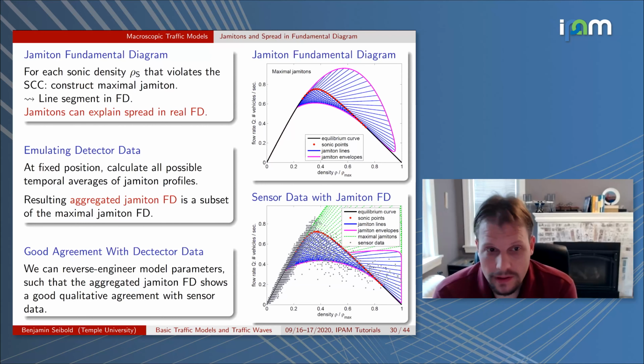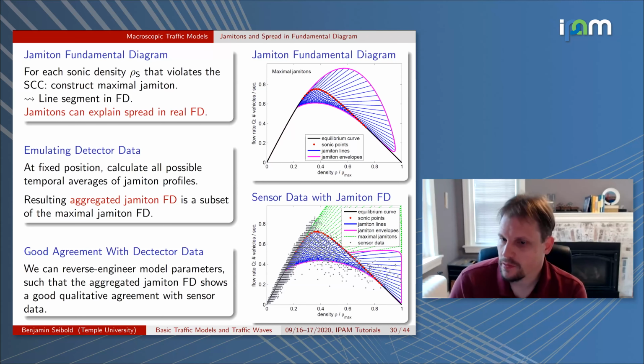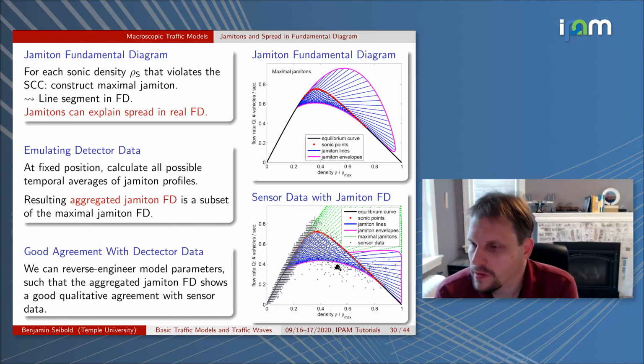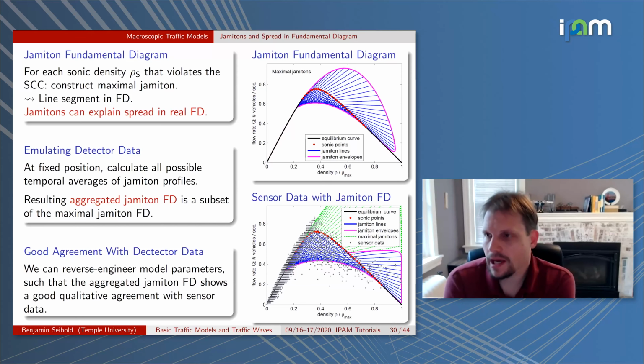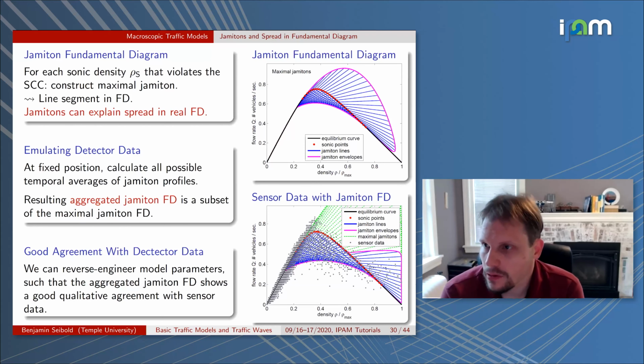If you emulate detector data on top of the model, so we run the model and we emulate aggregated data at stationary sensors over 30 seconds, then some of these high data points are not observed because they averaged out against low data points. And then you, for example, can reverse engineer the model parameters to fit qualitatively with a fundamental diagram, and one can even fiddle around to reproduce the spread of the fundamental diagram. To be clear, in reality, the spread of the fundamental diagram is not solely caused by waves. So we're exaggerating things here. In reality, there are other effects that play a role.